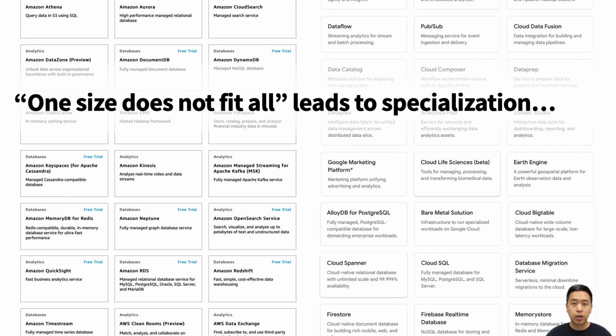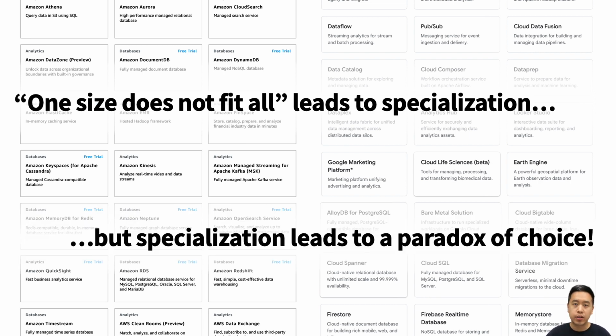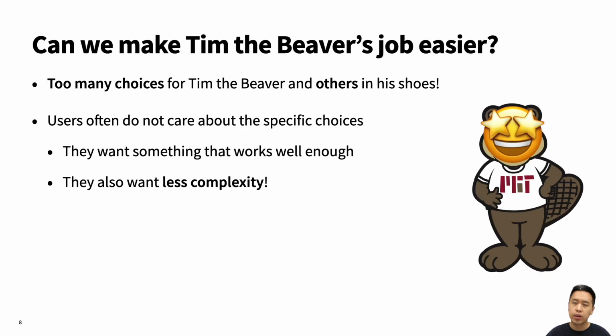So specialization is not necessarily a bad thing because you get state-of-the-art performance for your specific workload. But on the flip side, specialization leads to a paradox of choice. Now users need to figure out which systems they should be using for their workloads. So a group of us at MIT got together and started thinking, can we help make Tim the Beaver's job easier? Right? There's too many choices for Tim the Beaver and others who are in his shoes.